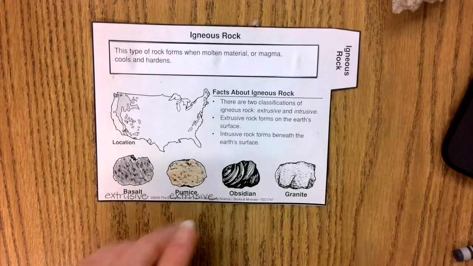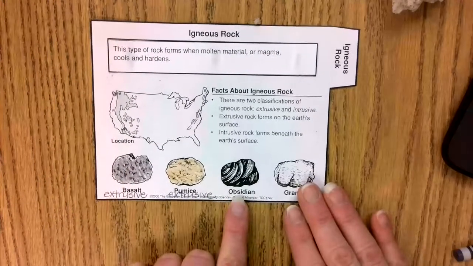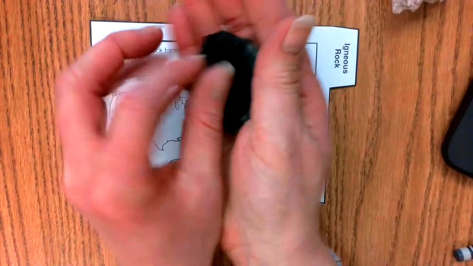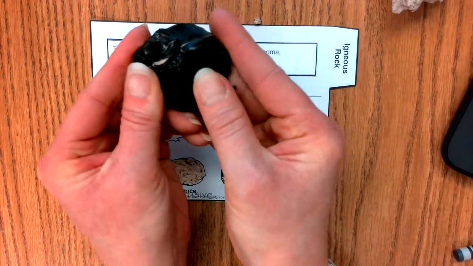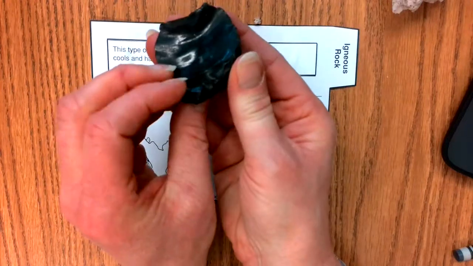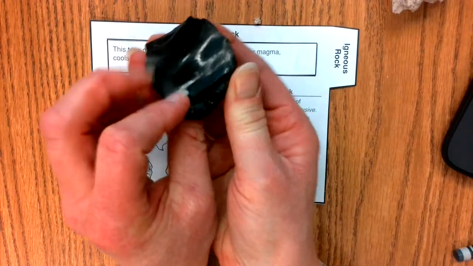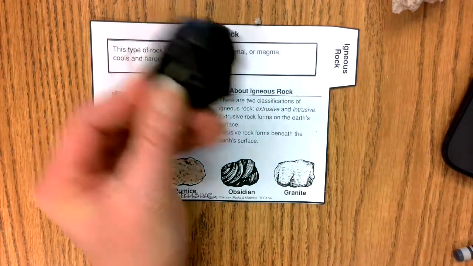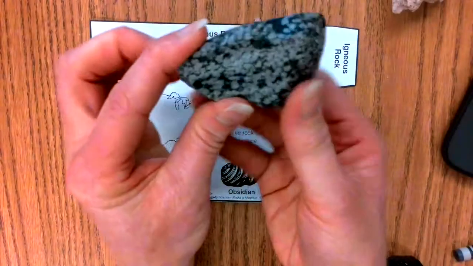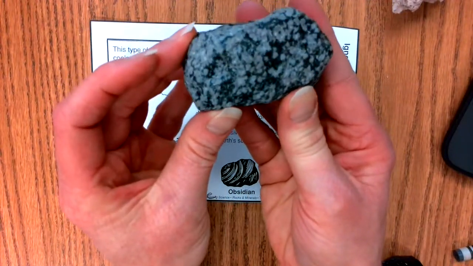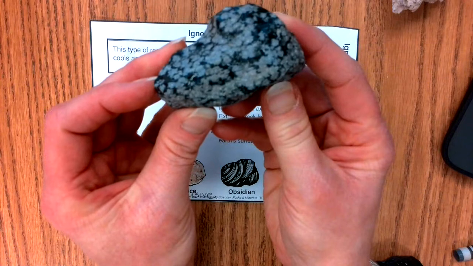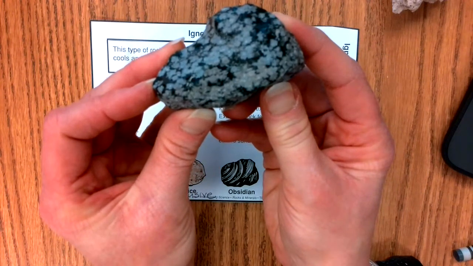The next igneous rock is obsidian. And obsidian's a neat rock too. It's really shiny and smooth, almost like glass. So that's obsidian. And this kind of obsidian is called snowflake obsidian because the little white spots on it kind of look like snowflakes.